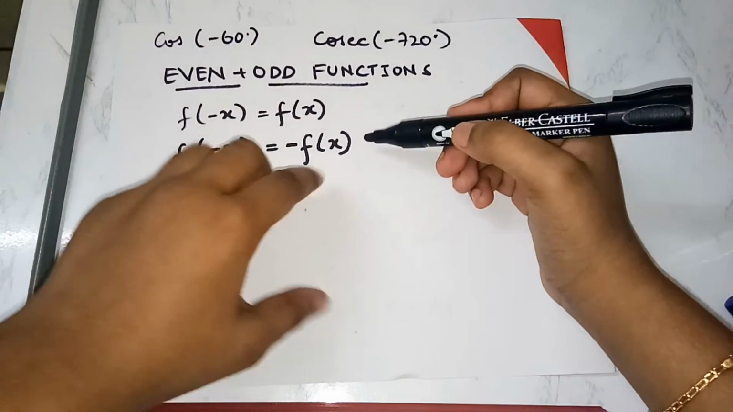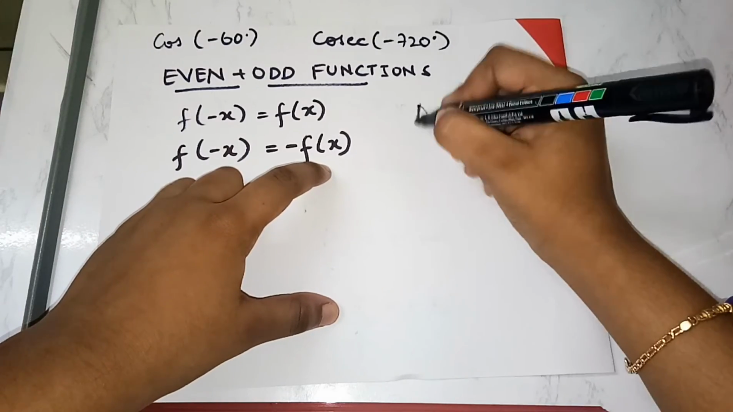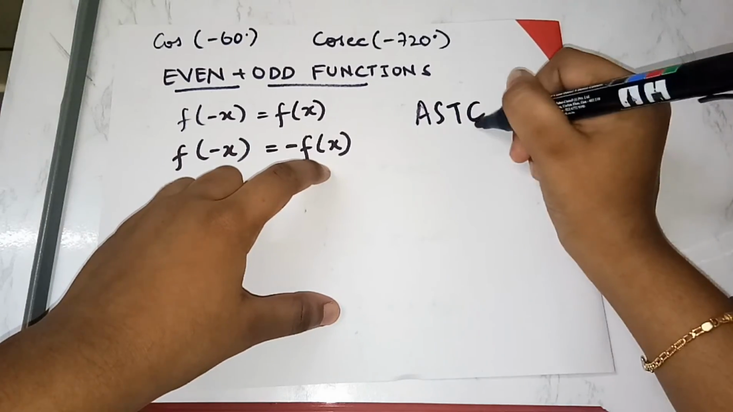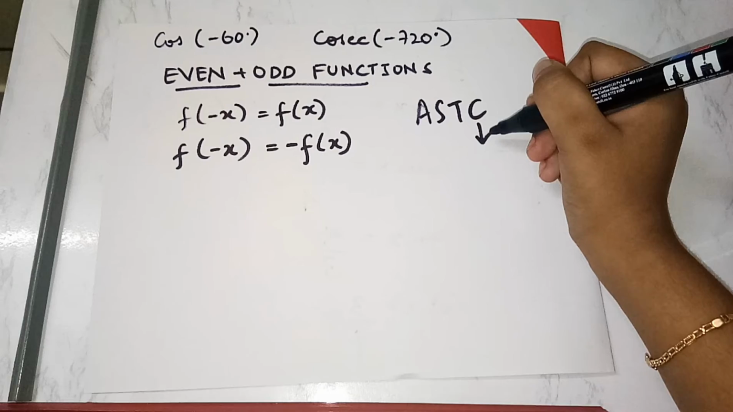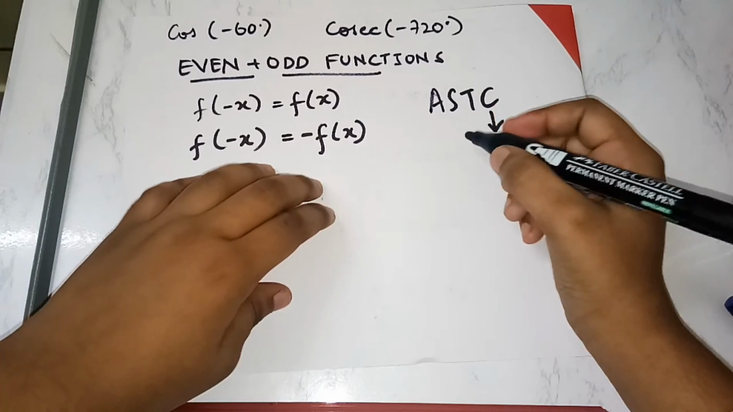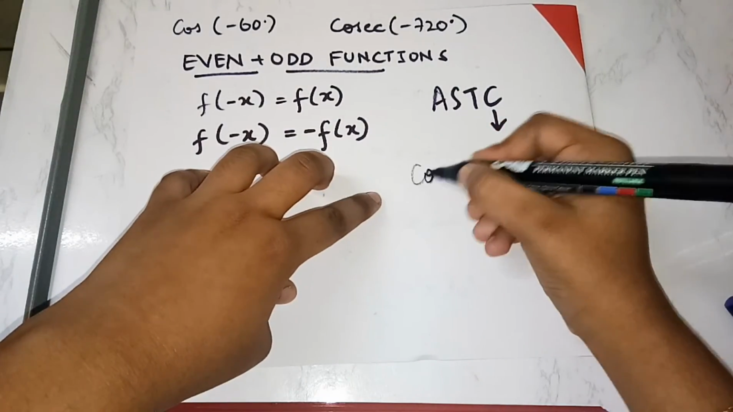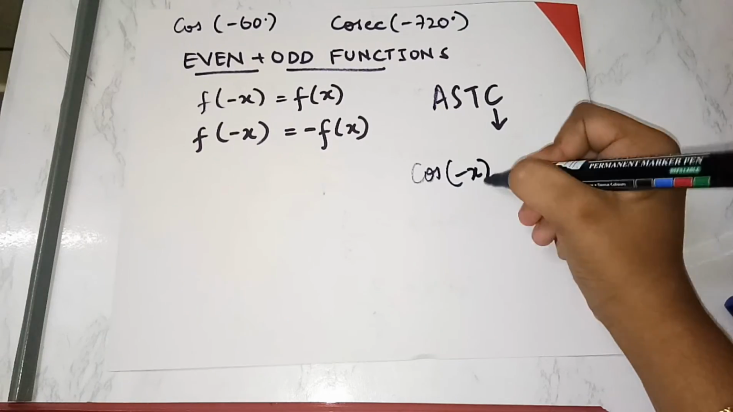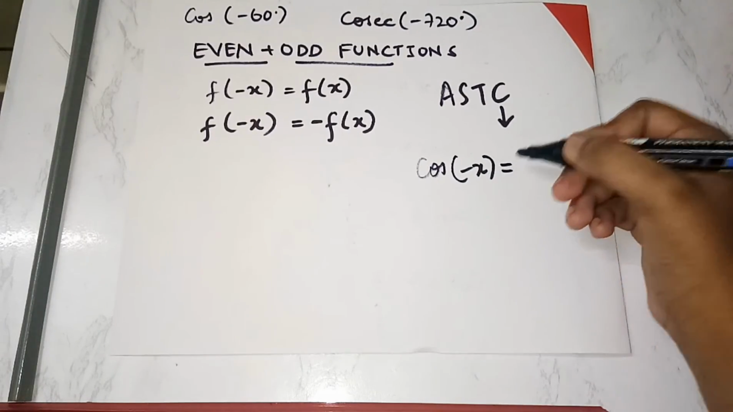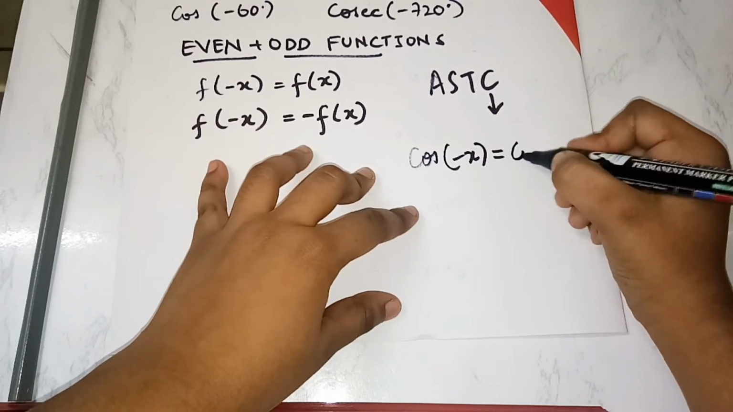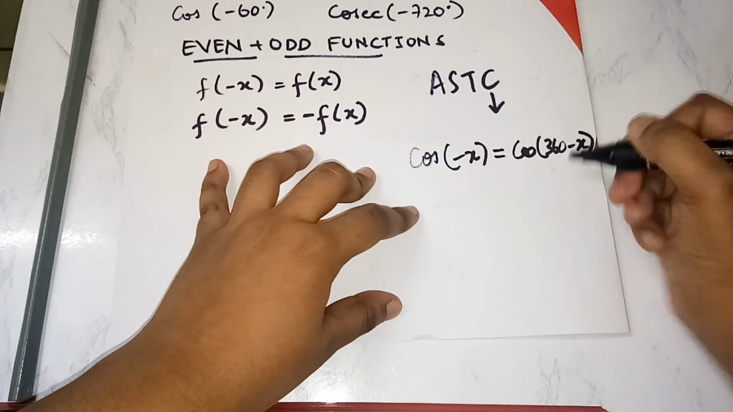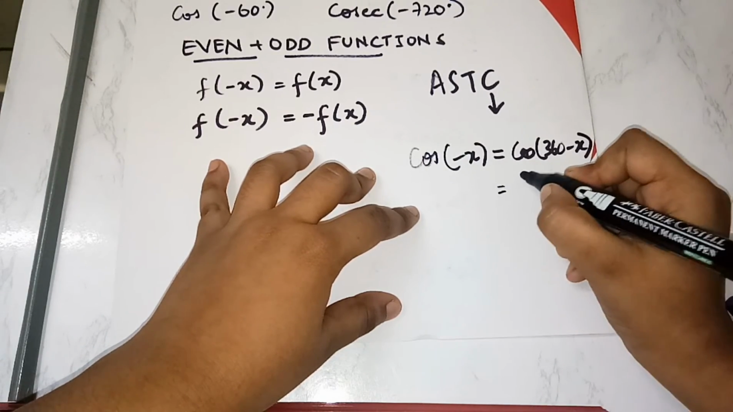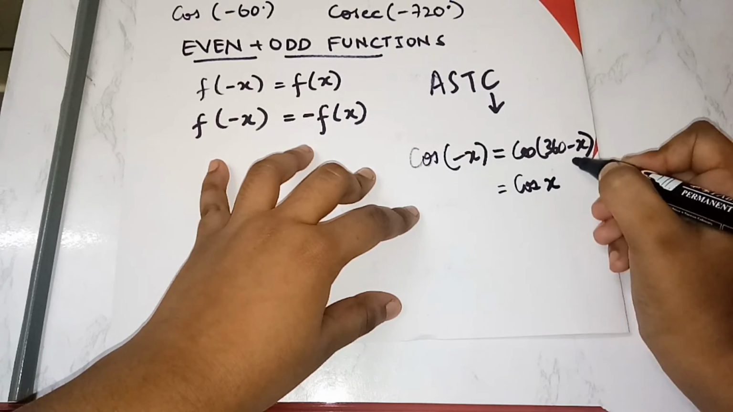So this concept again is derived from the ASTC rule, according to which in the fourth quadrant only cos and secant, these two functions, are positive. So cos of minus x, the expanded form of this is nothing but cos of 360 minus x, which lies in the fourth quadrant. Since cos is positive, the answer simply comes out to be cos x.